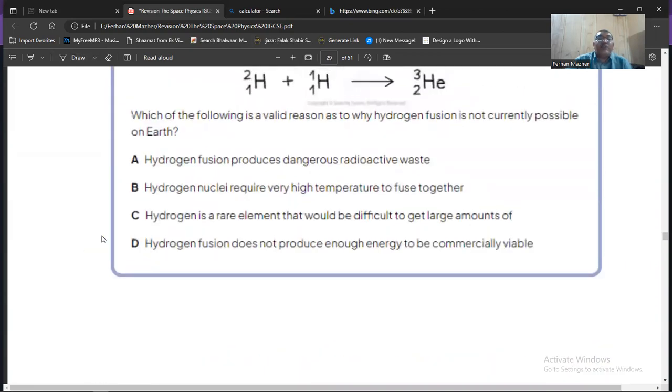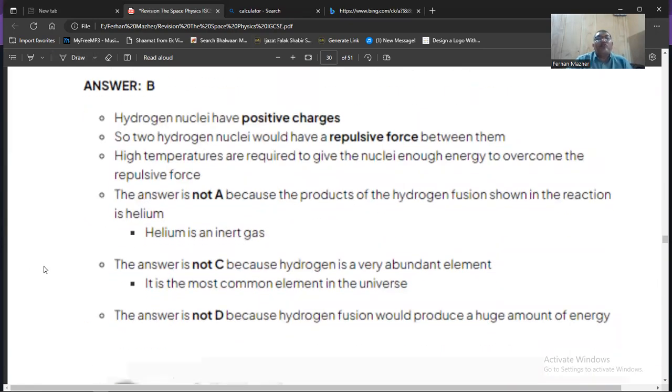The answer is B. Hydrogen nuclei require very high temperature to fuse together. Hydrogen nuclei have positive charge, so two hydrogen nuclei would have a repulsive force between them. High temperatures are required to give the nuclei enough energy to overcome the repulsive force.